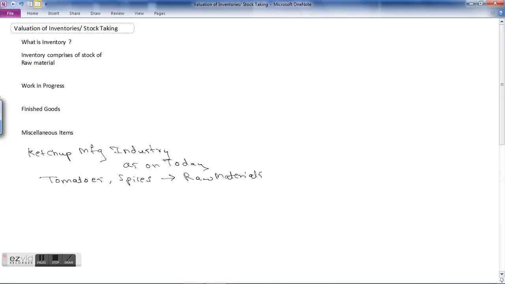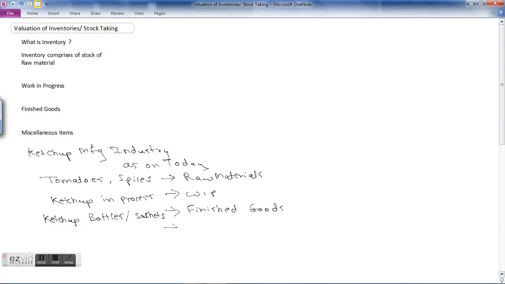Okay, then there will be some work in progress. Work in progress in the sense the raw materials have been already taken to process the finished goods. That is, there may be some tomatoes or spices or ketchup which is not completed or which is in the process or pipeline. Correct? That is work in progress. Then finished goods. What is finished goods? Finished goods will include all your ketchup bottles. If you have sachets, then ketchup sachets which are there in your factory.